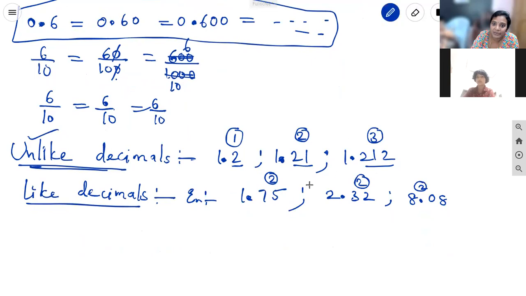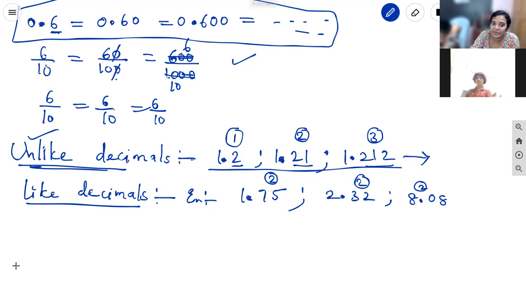Here I am taking the example 1.2, 1.21, 1.212. These are unlike decimals. Unlike decimals are converted into like decimals by writing the same number of digits after the decimal point. In the example, equivalent decimals mean 1.2 with two zeros after the 2, 1.21 with a zero after it, and 1.212. These all are equivalent decimals.